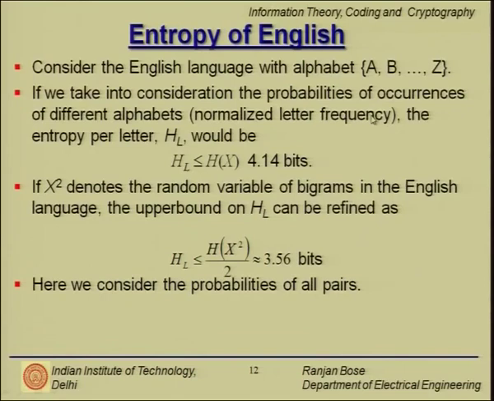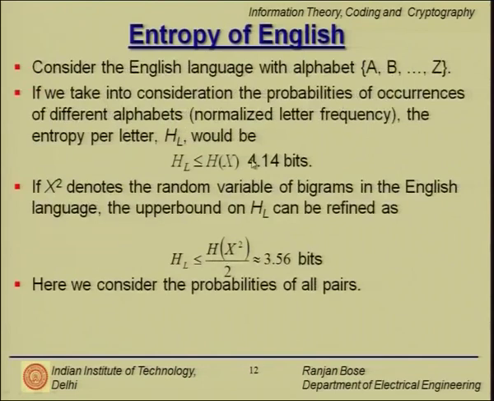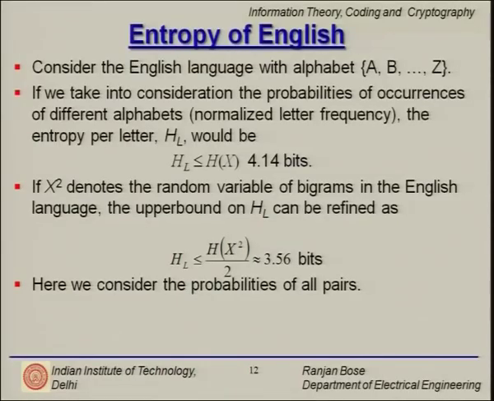So, clearly the probability of occurrence of E will be more than that of Z. If you plug that in, you will get a number close to 4.14 bits. So, clearly it is less than 4.70 bits. So, this brings us to a very interesting observation. Just our observation of the fact that some letters are more frequent than others, we are making a bold statement. On an average, we now need 4.14 bits to represent each letter.